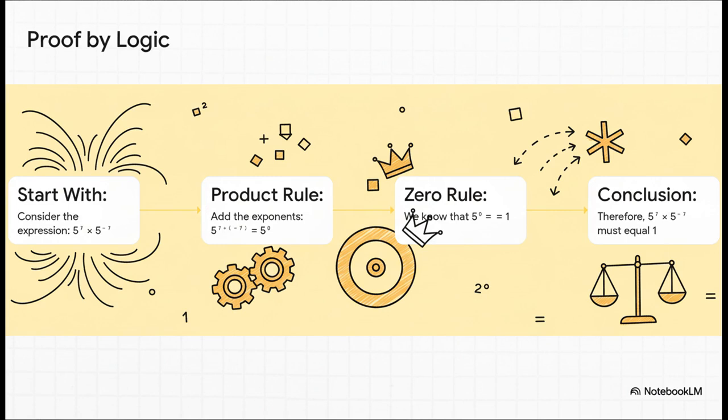The product rule tells us we just add the exponents together. Well, 7 plus negative 7 is 0. That gives us 5 to the power of 0. And hey, we just proved that anything to the power of 0 is 1. So for that whole equation to be true, 5 to the negative 7th has to be the one thing that cancels out 5 to the 7th to equal 1. And what does that? Its reciprocal, 1 over 5 to the 7th. See? It all just snaps perfectly into place.